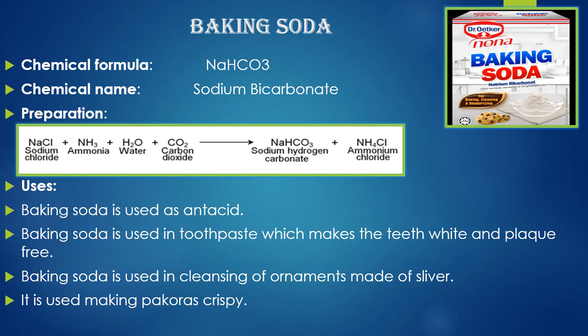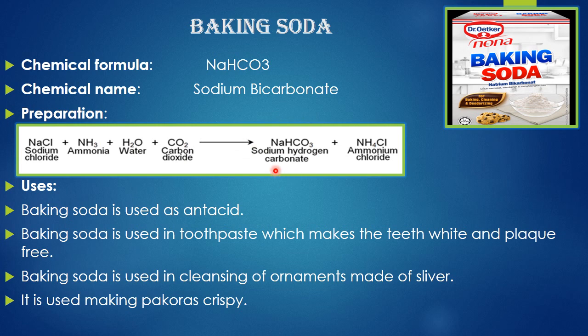Baking soda, chemical formula is NaHCO3. Chemical name is sodium bicarbonate. Preparation: sodium chloride, ammonia, water and carbon dioxide are all mixed and we get sodium hydrogen carbonate or sodium bicarbonate, and this is ammonium chloride.